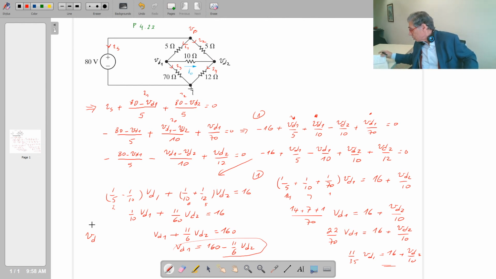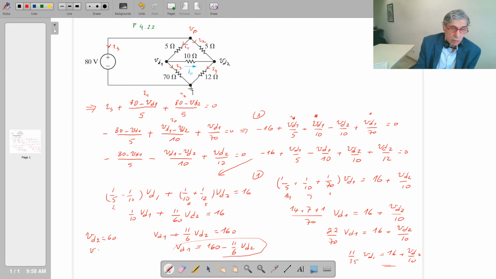I've already done this, you see, that's why I'm checking this. So VD2 is 60, and VD1 is 70. So these are the conclusions, you see.